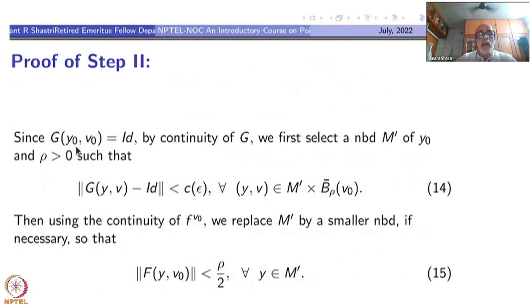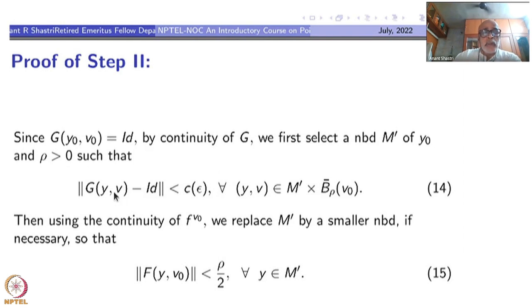G of y naught v naught is identity now, right? Earlier it was just a similarity T. In the new hypothesis, it's identity. By continuity of G, we first select a neighborhood M prime of y naught and a positive rho such that G of Y V minus identity is less than C epsilon. So this is where the continuity of the derivative in the second variable is used. This G was the differentiation of capital F with respect to the second variable V.